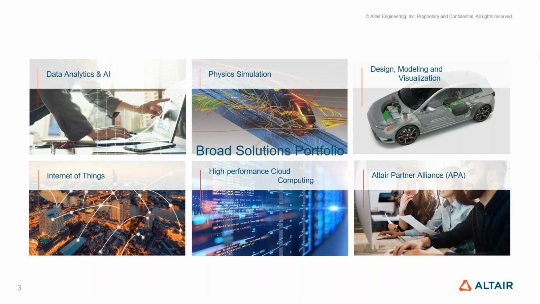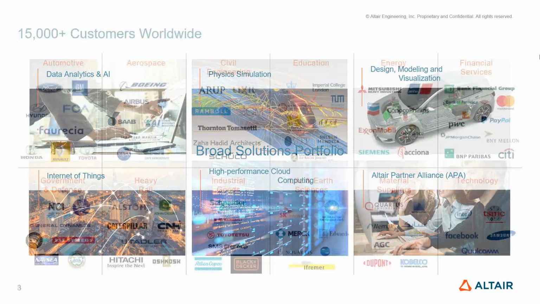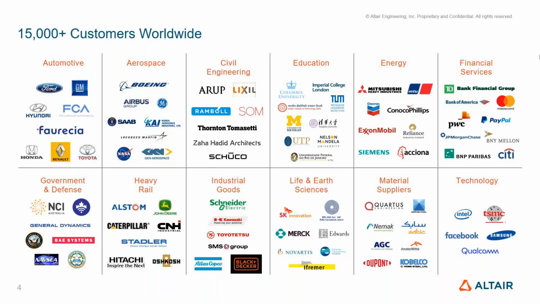Pre-processing, post-processing, and so on. And Internet of Things, high performance computing, and Altair product. And this is the global customer base, 15,000 customers worldwide, in different industrial segments like automotive, education, engineering sector, government sector, industrial goods, material supply, and technology.